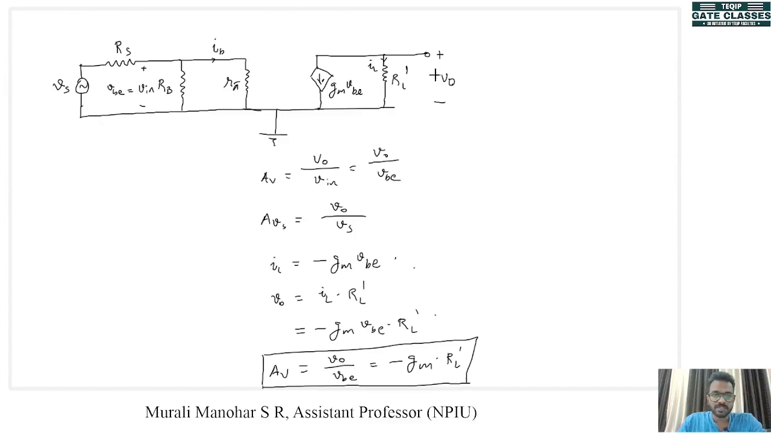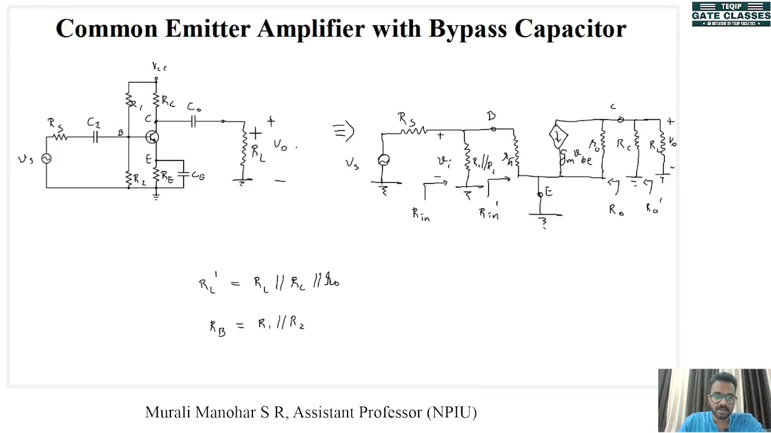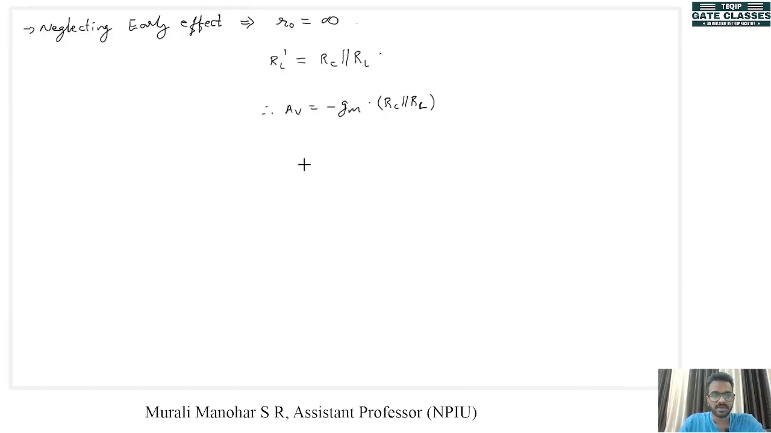If the output of this amplifier is open circuited, that is, if we are not connecting any load resistance here, that means RL dash will be equal to RC only. So if RL is equal to infinity, that means the amplifier is open circuited. In that case, AV will be equal to minus GM into RC. So for many of the problems, you can apply these approximations.